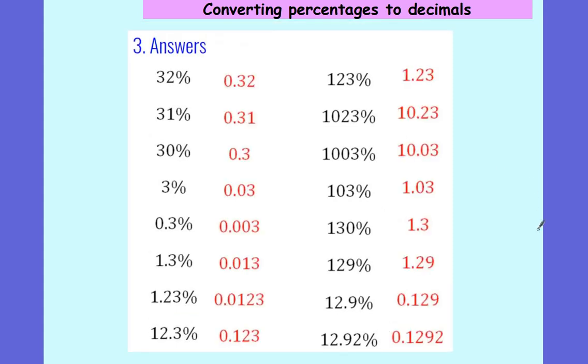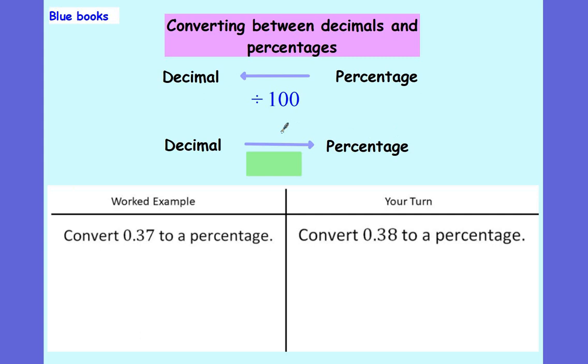Okay, these are the answers I was looking for. Please check your work, tick and cross and see how you did. So each time we've just divided by 100 to go from the percentage to the decimal. So to go from a percentage to a decimal, we divide by 100.